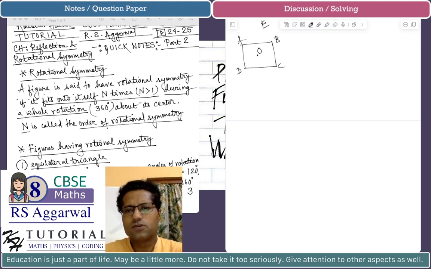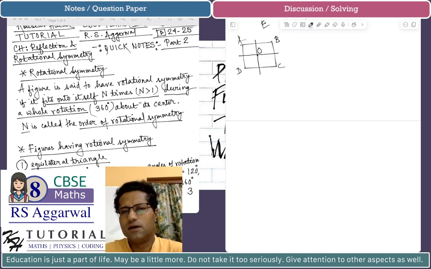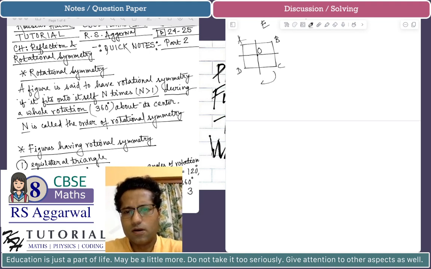What is the center of a square? If you join the two lines joining the midpoints of the opposite sides, their point of intersection is the center. Imagine a straight line passing through this point O and perpendicular to the plane of the square ABCD. About that line you will rotate the square in the clockwise direction. So this is how you will rotate the figure.